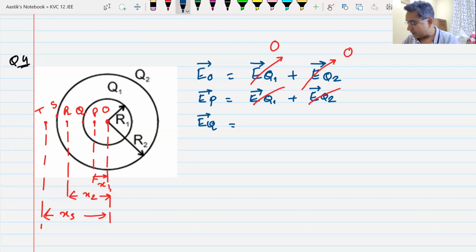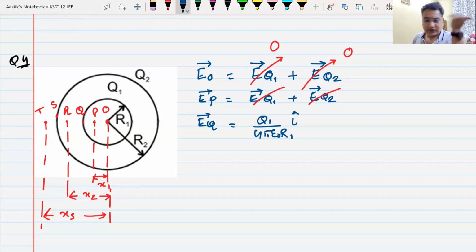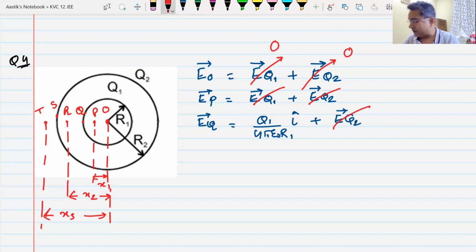To get the electric field at point Q, which is on the surface of the first one, I will get the electric field as Q1 divided by 4 pi epsilon naught into R1, and the direction would be I. I'm assuming that this is positive. Do we understand this? But the electric field due to Q2, because this point is still inside the shell, will vanish. It will be 0.